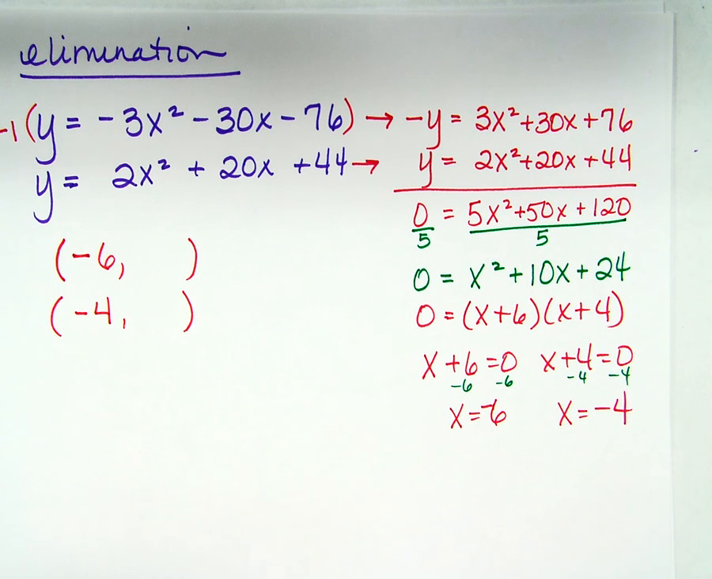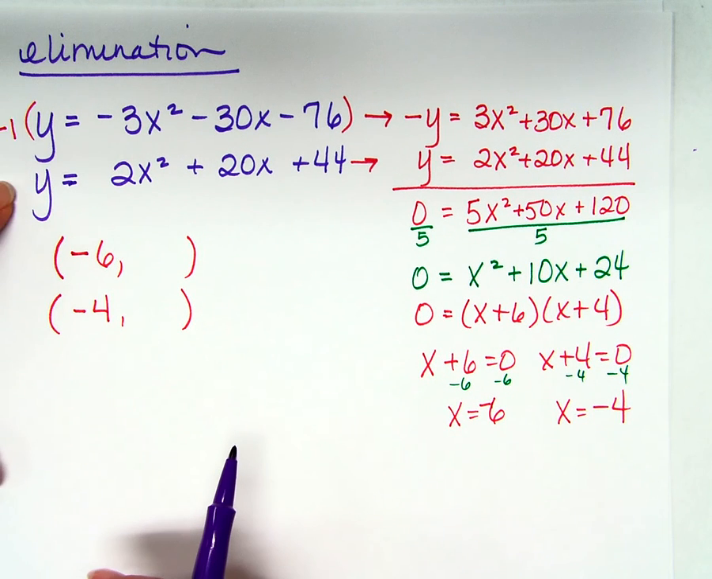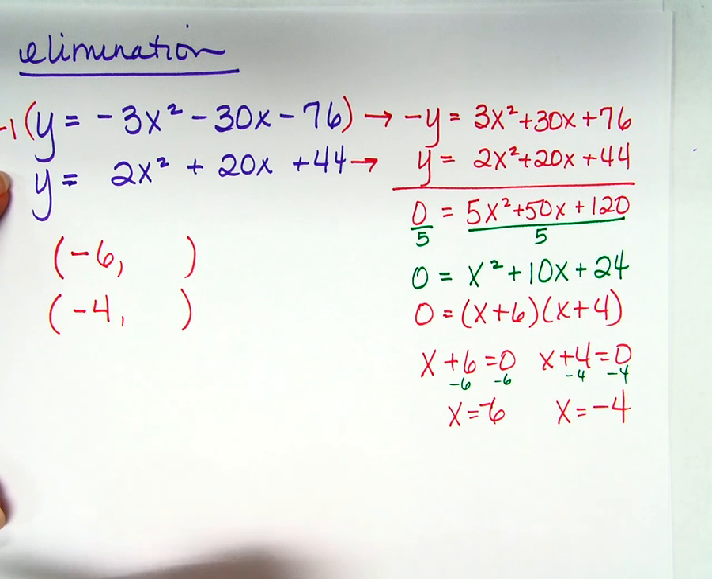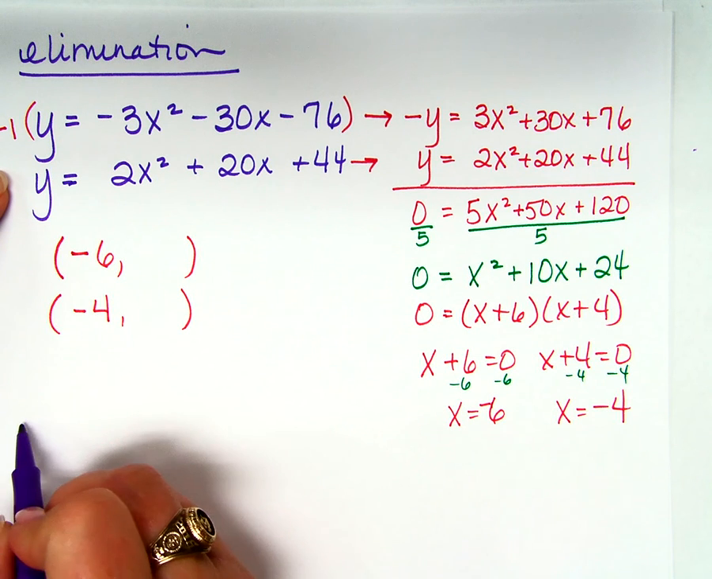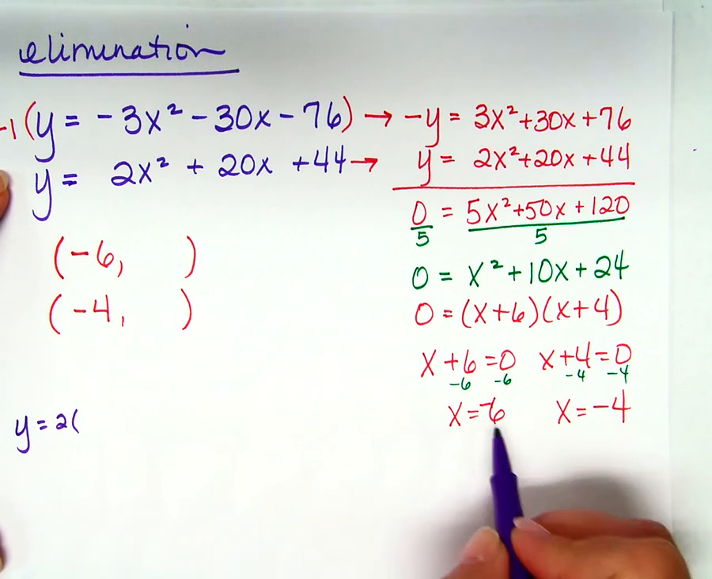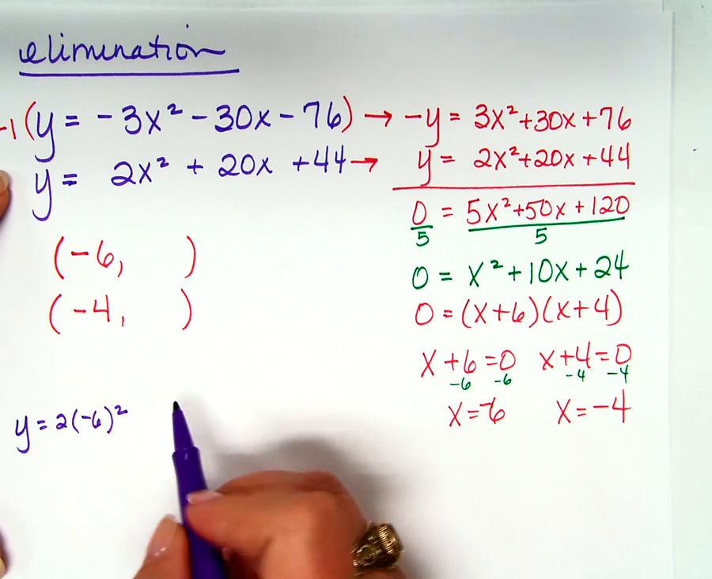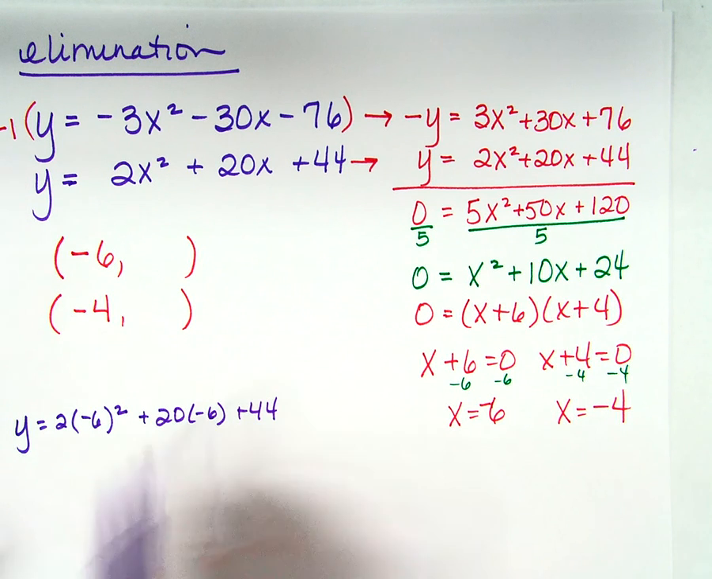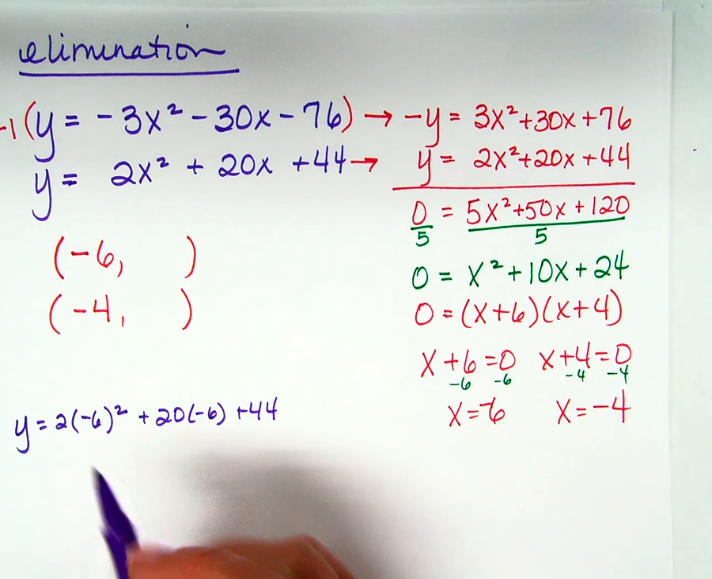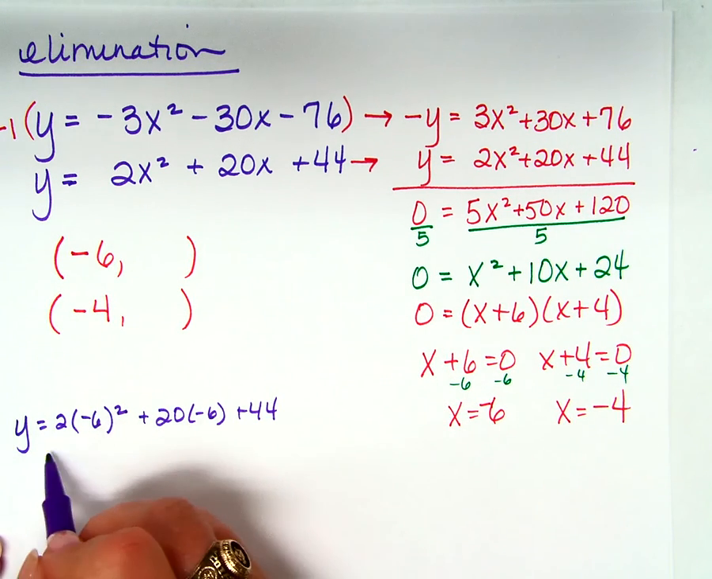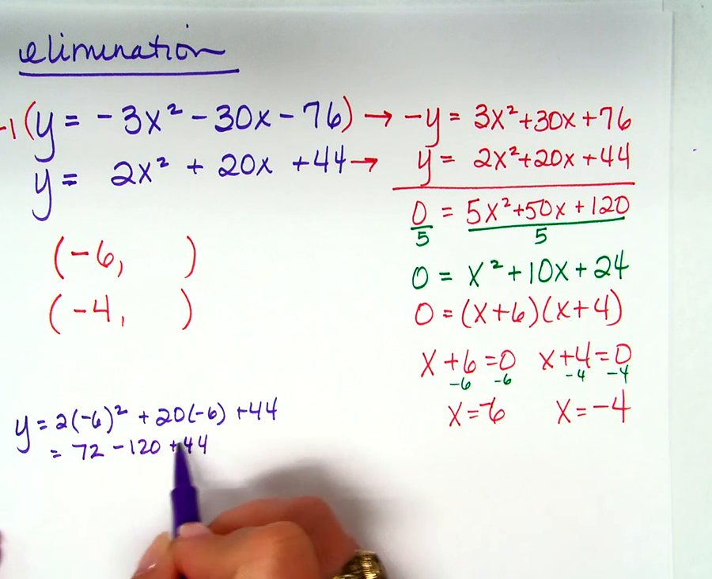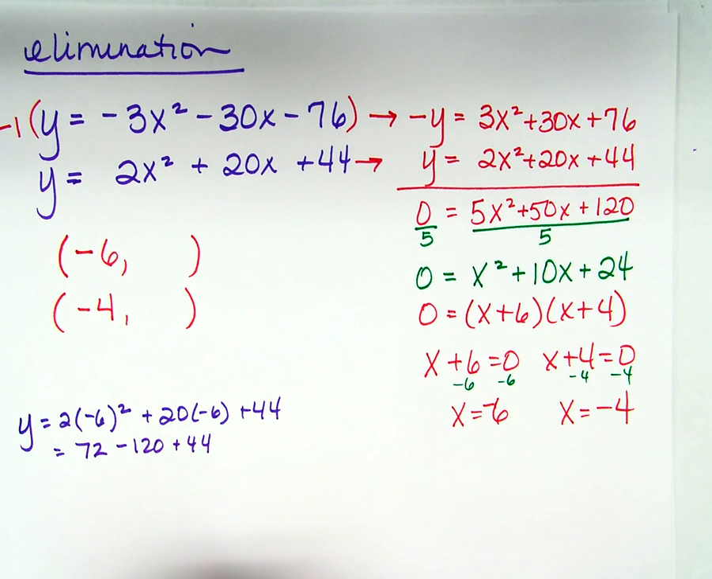Yeah, substitution, right? Go back to the beginning. Which one of these would you rather use? Top or bottom? First of all, does it matter? No. Why did I also choose the bottom? All positive, right? y equals 2 times negative 6 squared plus 20 times negative 6 plus 44. Negative 6 squared is 36. 36 times 2 is 72 minus 120 plus 44. Now we can let our calculator do this arithmetic for us, can't we?